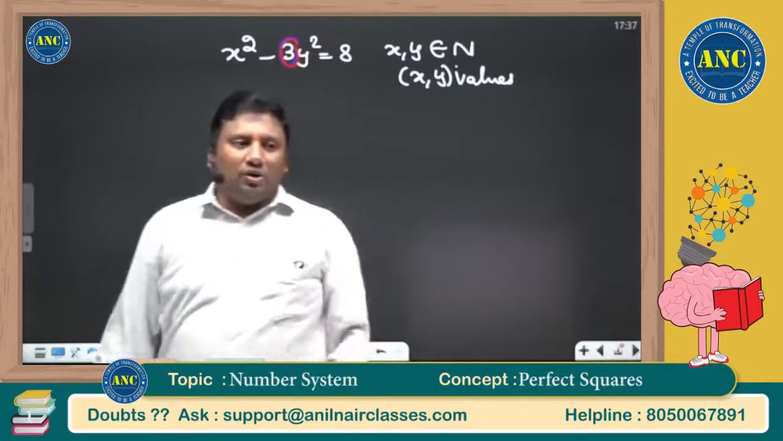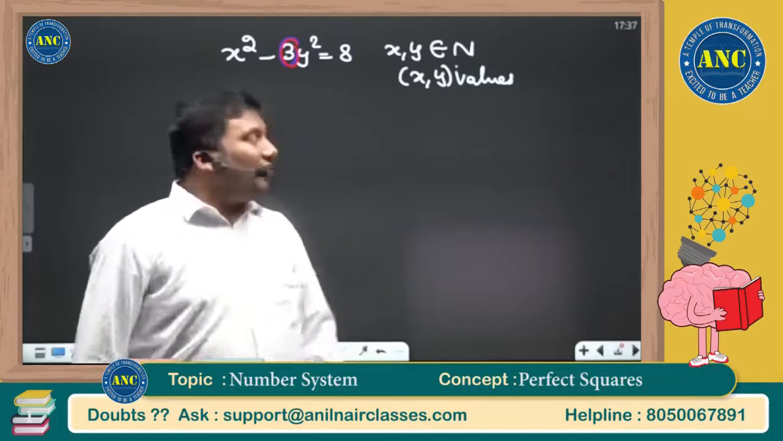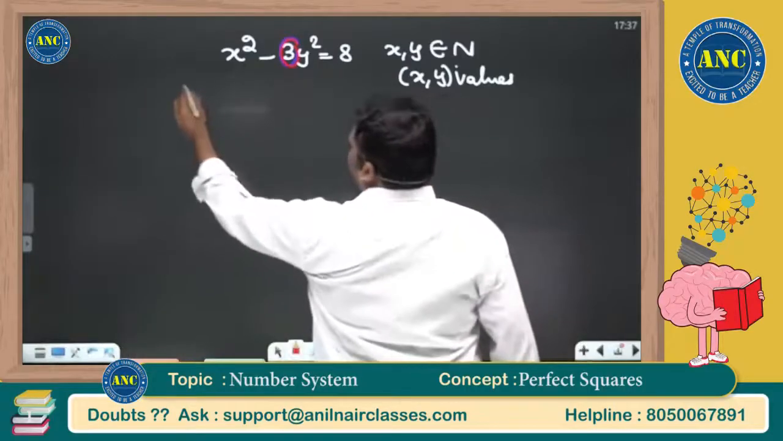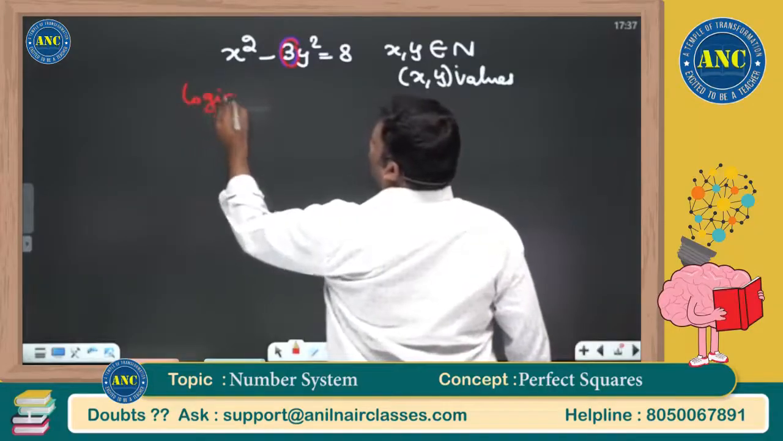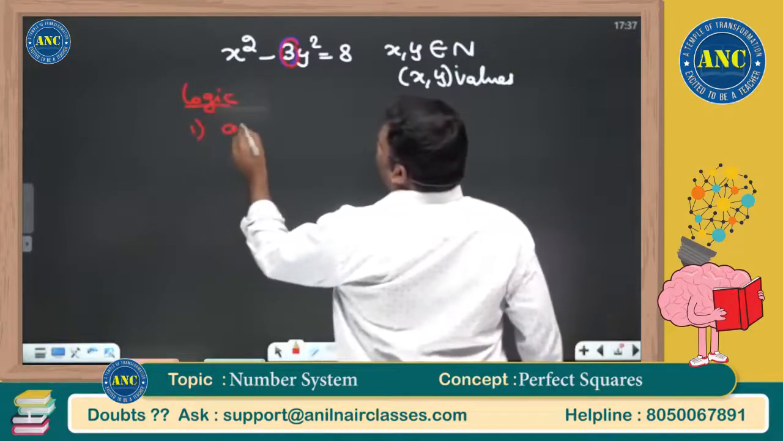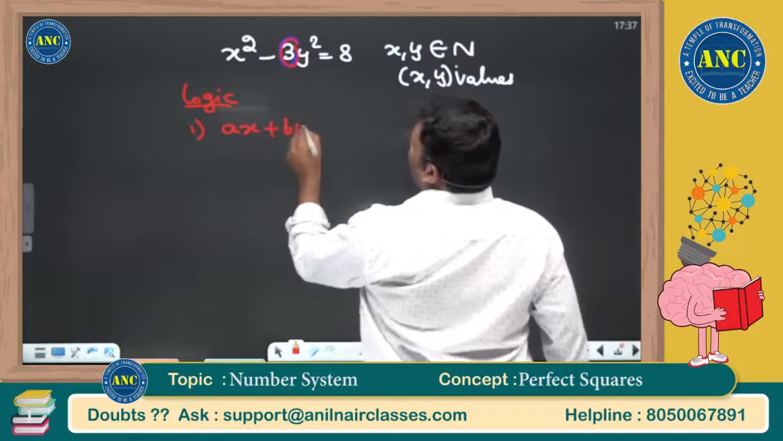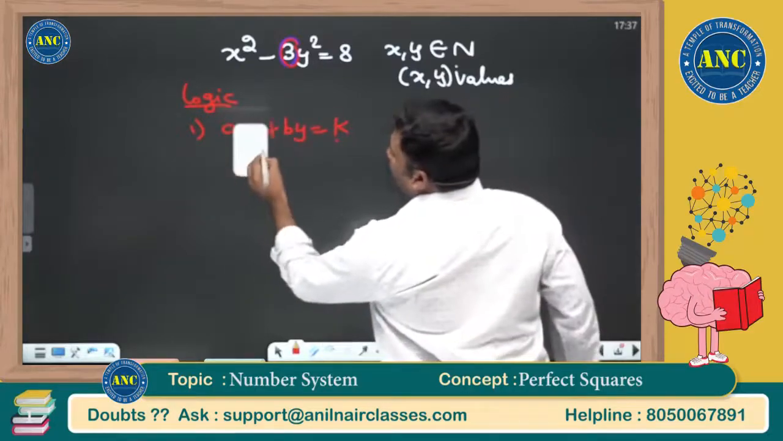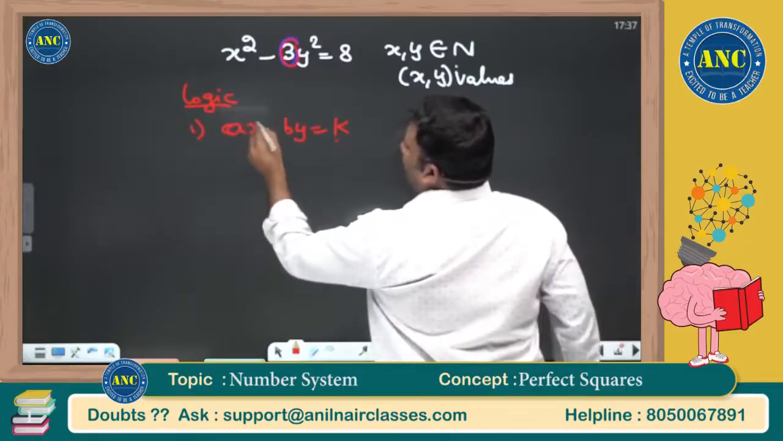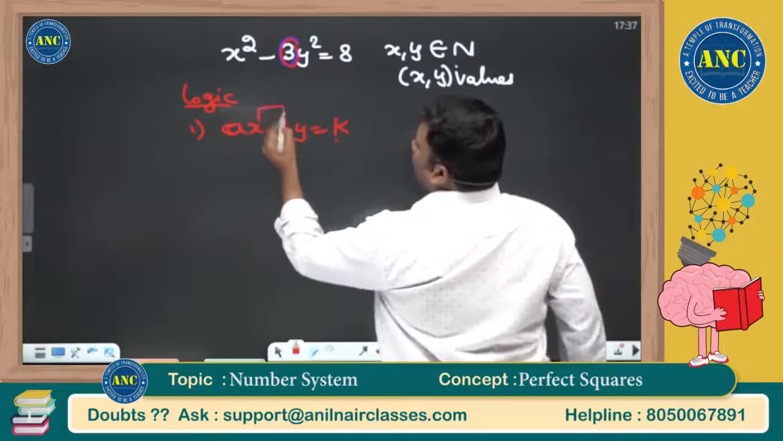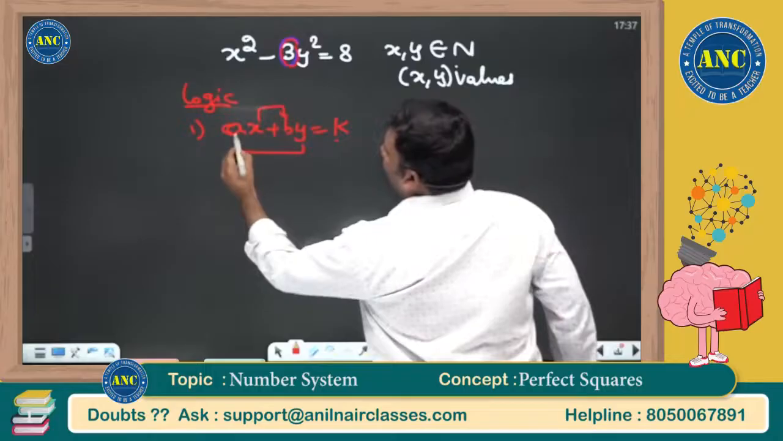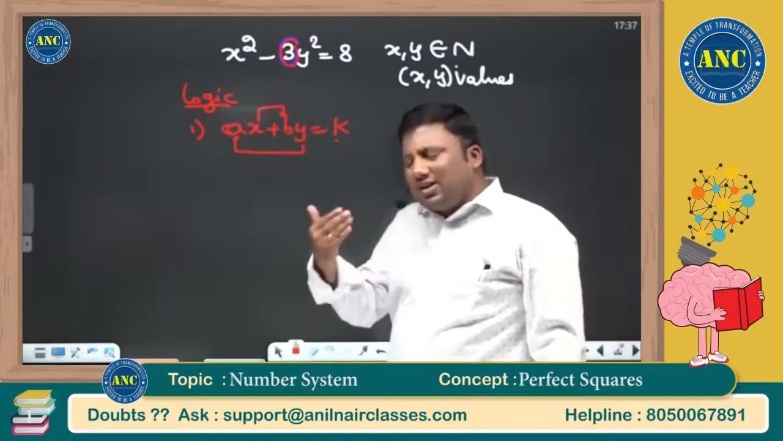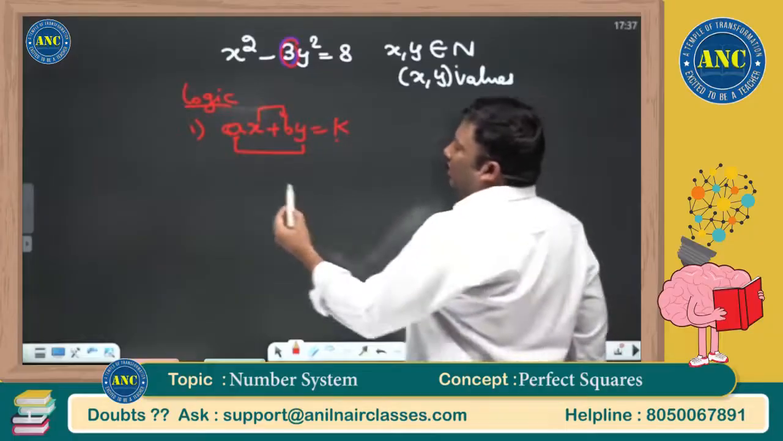Please write down this in your notebook. Coefficient of y square is 3. Now, I will use this. First, write down this one. If it is a linear equation, ax plus by equivalent to k, x will go in steps of b, y will go in steps of a. Please write down this. When I am discussing linear equations, I will discuss it.